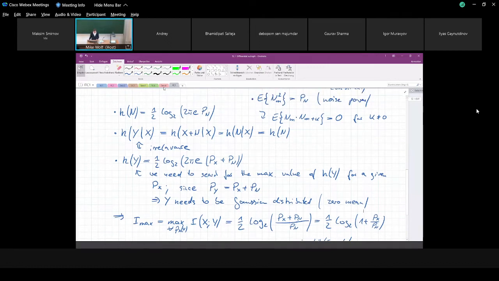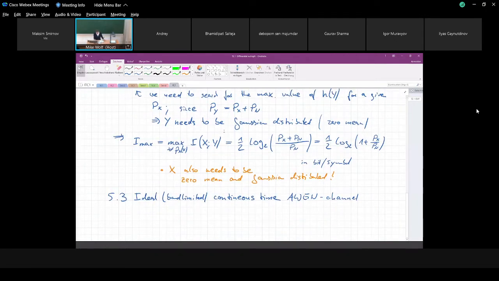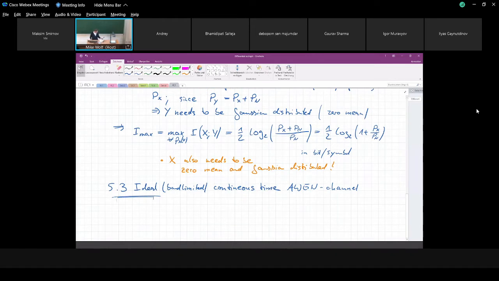Otherwise, this equation is not valid here, what we wrote here. Because then you need to insert the variance instead of the power. So AWGN channel.